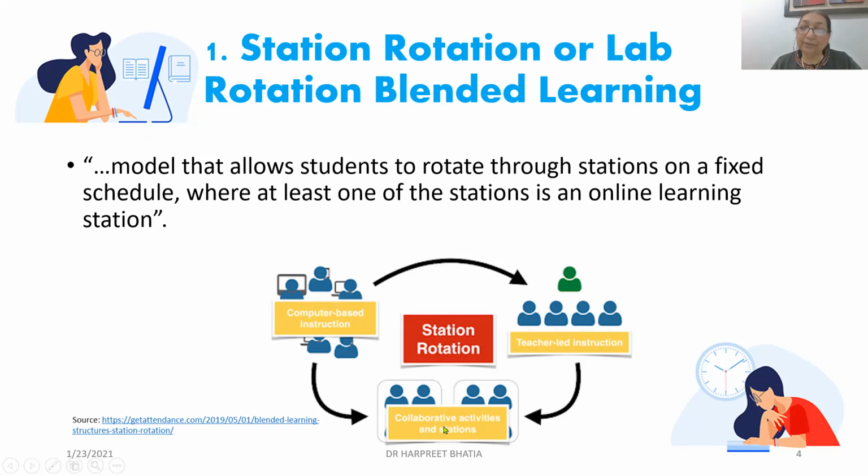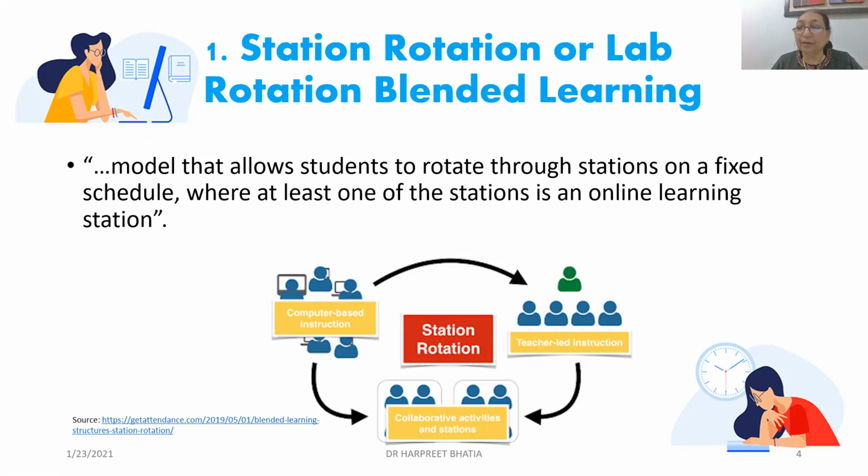Then another station is the collaborative activity station, where the students are interacting with the peer groups, doing projects, doing activities. And the third one is the computer-based instruction. So if you had, for example, a 60 student class, what you will do in the rotation model is that you divide those 60 into 3 groups. So in effect, the teacher only has 20 students at a time working with her. The other 40 students are gainfully employed.